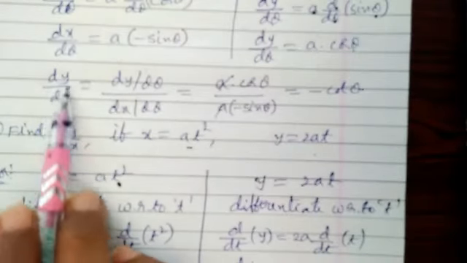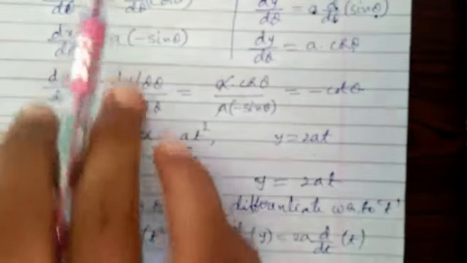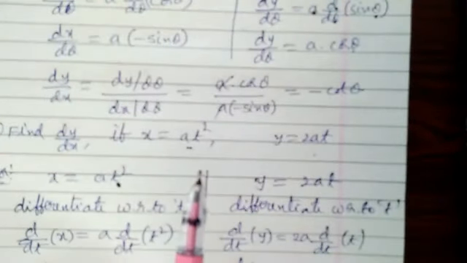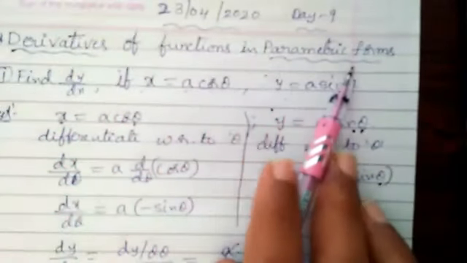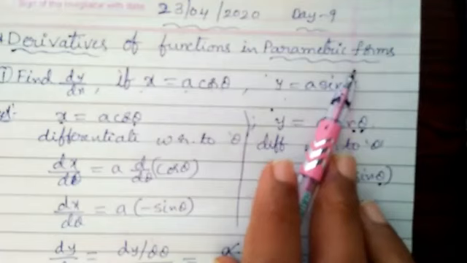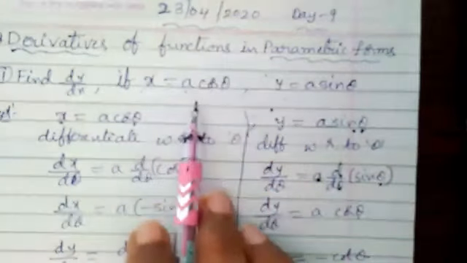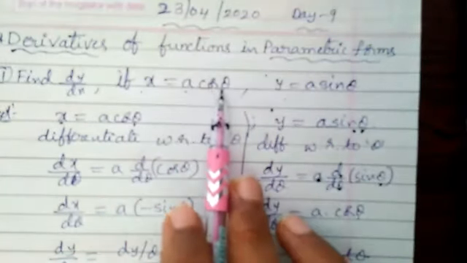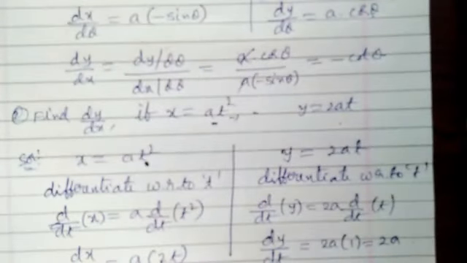So in future we will learn dy by dx also. Now we just take one type of method. Now we are doing derivative functions in parametric form. That means the function has variables x and y, but those two are expressed in terms of another variable, theta. Now one more variable you can consider, guys.